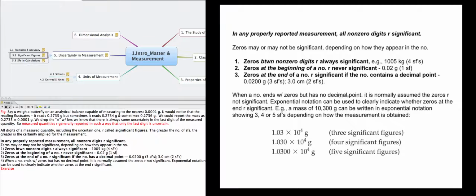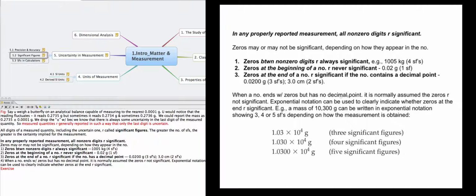Now, when you see the result of a measurement, how can you determine the number of significant figures in that measurement? Here are some basic rules. In any properly reported measurement, all non-zero digits are significant. Zeros may or may not be significant, depending on how they appear in the number.